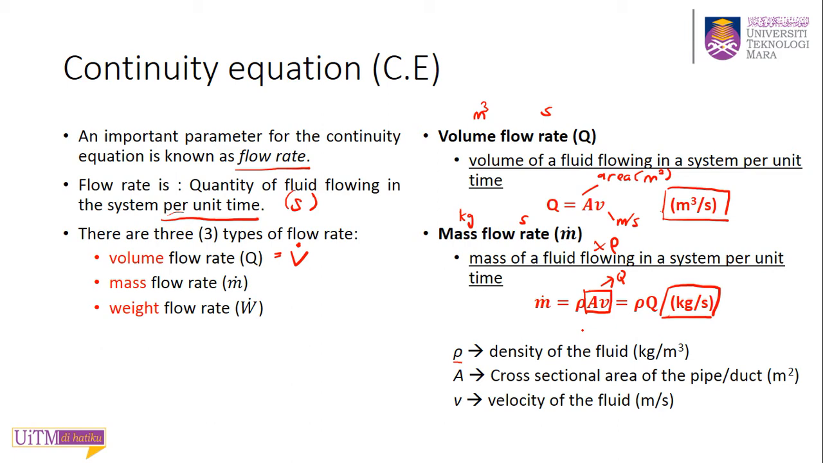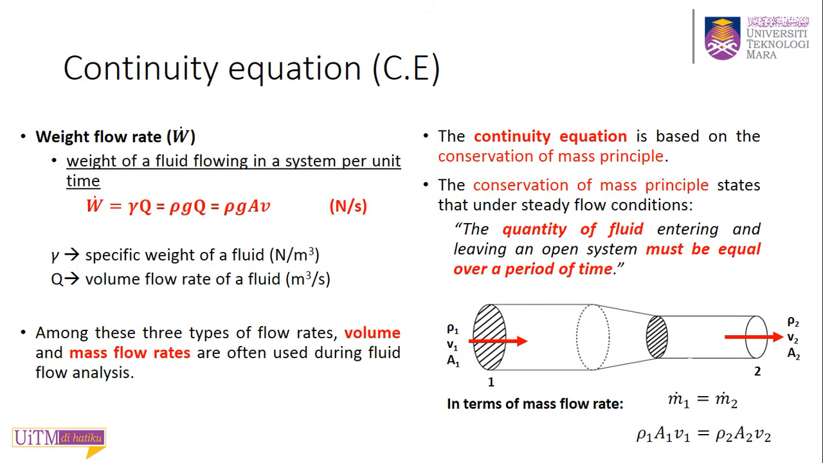The number three, the last one, is weight flow rate, W dot. The weight of the fluid flowing, per unit time also. Alright, so weight, as you know, the unit of weight is Newton. Remember weight equals mg, if you learned that in physics. So weight in Newton and flow rate per second, that's why the unit for weight flow rate is Newton per second.